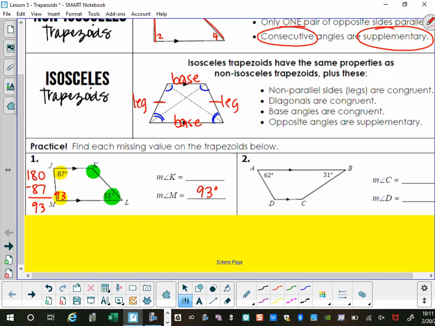And so if we look at the other side, same side angles are supplementary. I'm going to do 180 minus 51. And that is going to equal what? 129. Good. So that angle is 129 degrees.